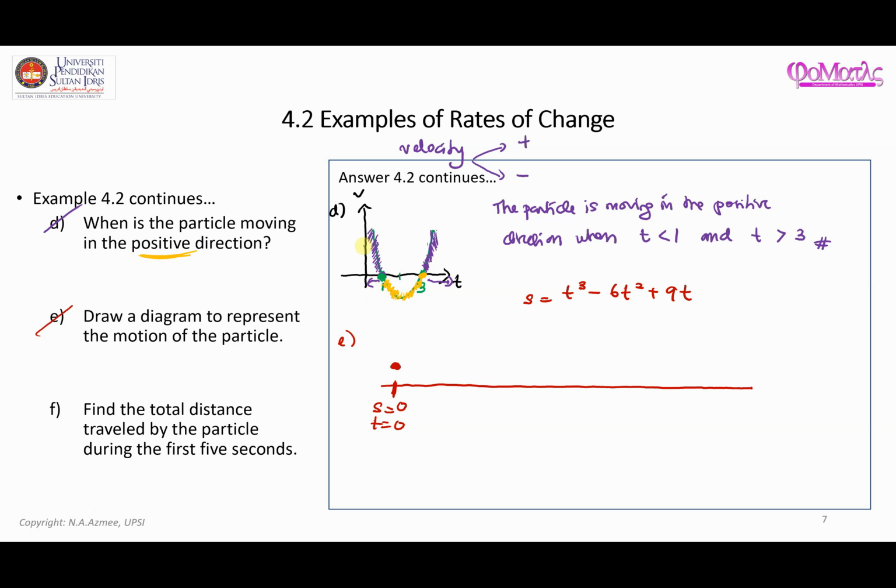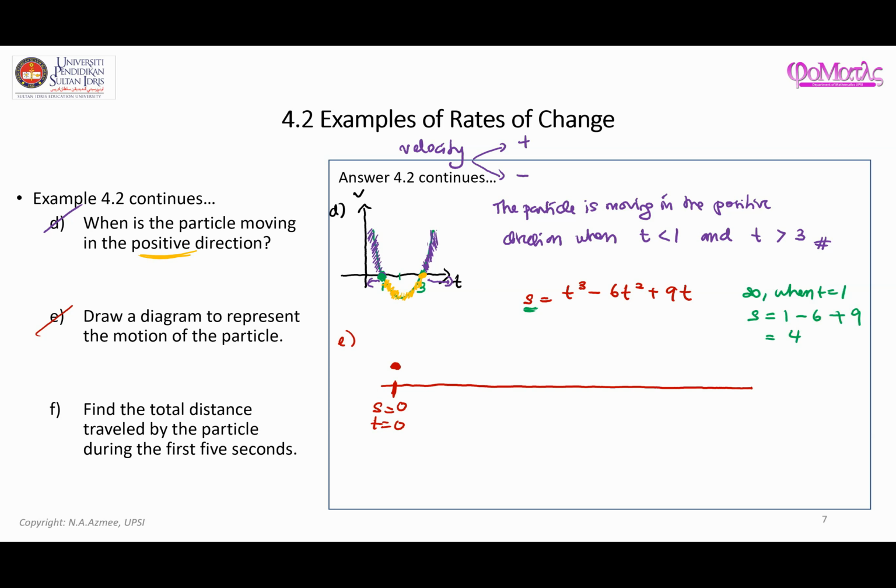So you can see that based on the velocity graph here, when t is equal to 1, the particle is going to stop and it is going to change direction. Okay, so we're going to consider when t is equal to 1, what is the position of the particle. So when t is equal to 1, s is going to be equal to 1 minus 6 plus 9. So negative 5 plus 9, s is going to be equal to 4.